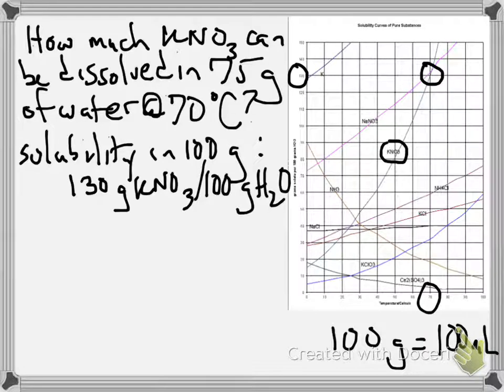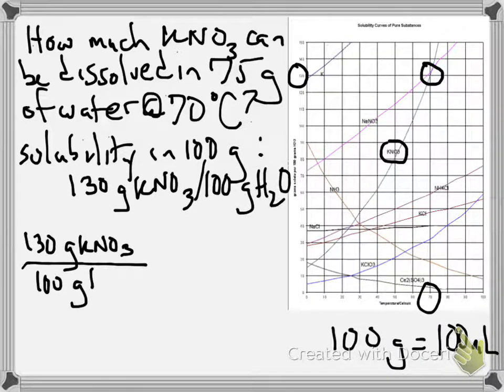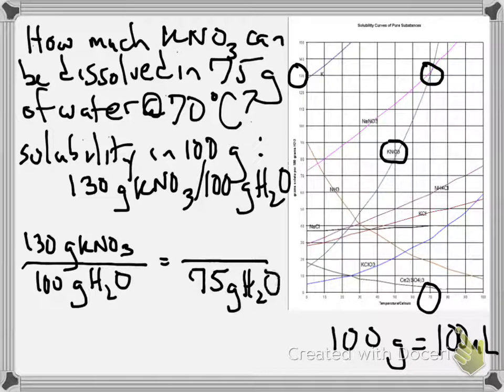And the proportion is going to compare the amount of KNO3 we can dissolve to the amount of water that we're dissolving it in. So on one side, we're going to have 130 grams of KNO3 over 100 grams of water. And then on the other side, we know that we're asked how much we can dissolve in 75 grams of water, so that will go on the bottom. We need to make sure the numerator and the denominator are measuring the same thing. And then we just put x on the top because that's what we're trying to solve.